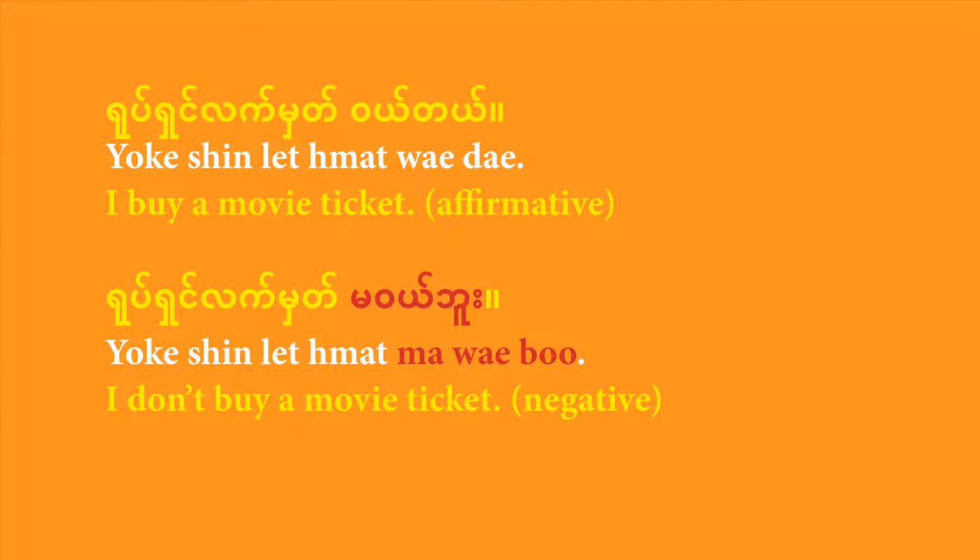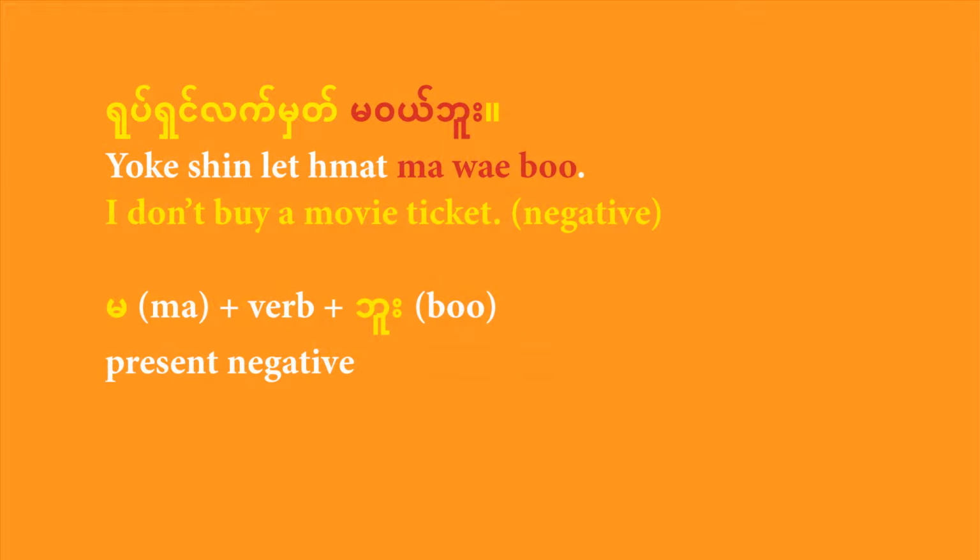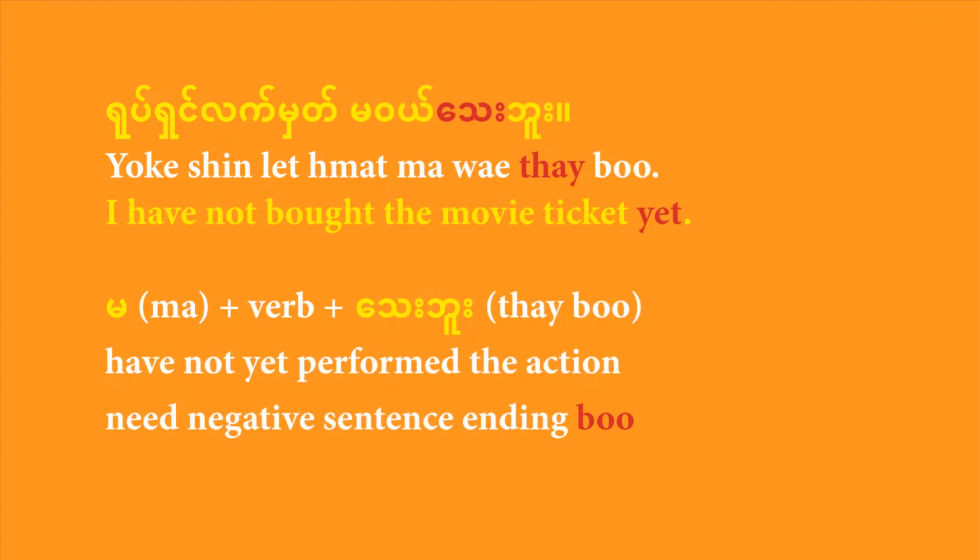So you change the verb from where to maware, the equivalent of changing buy to not buy. Then you end the sentence with the negative sentence end particle, bu. So, Yokshinlema maware bu, that means I don't buy a movie ticket. Here, you add one more particle, the particle that works like the word yet in English. That is they. So, put it all together. Yokshinlema maware they bu. That means I haven't bought the ticket yet.